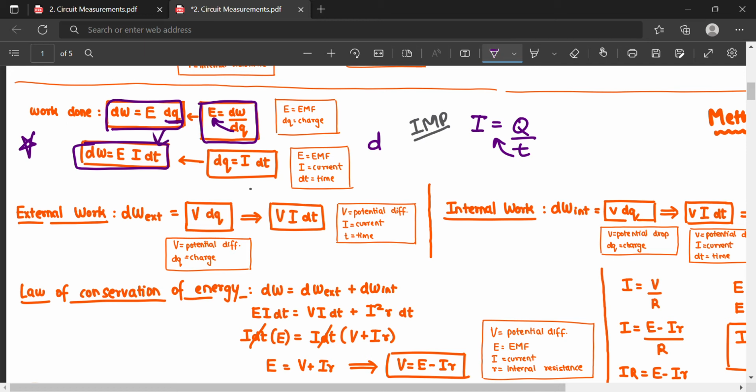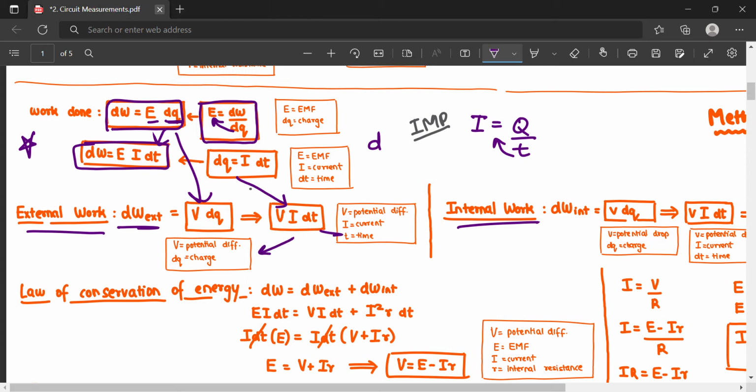Now we're going to calculate two types of work. First, external work, and second, internal work. External work is equal to V into dq, same formula. Just instead of EMF, we're taking potential difference, not much difference. Substitute the value of dq, we'll get I dt. This is the external work done. The values are given here, so you can actually understand what is what.